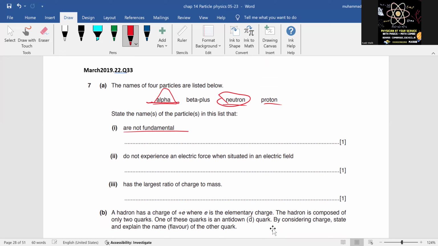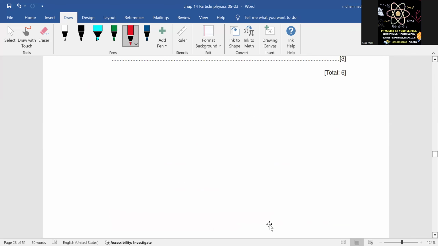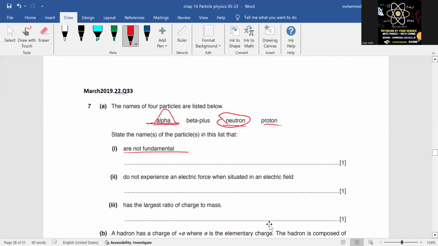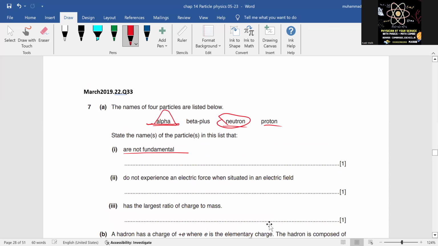Look, alpha has two neutrons and two protons, right? Alpha is just a helium nucleus. Yes, and it has four nucleons and a plus two charge because of two protons, right? Yes. Okay, clear. Also, I didn't understand the largest ratio of charge to mass. Just divide the charge by the mass. Okay. I thought it was beta plus.